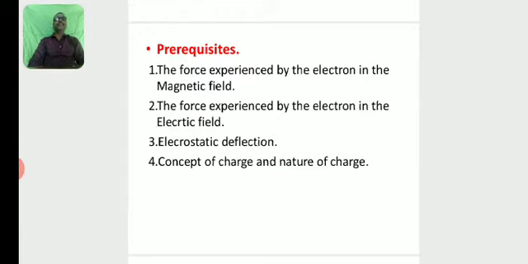Prerequisites: the force experienced by the electron in the magnetic field, the force experienced by the electron in the electric field, electrostatic deflection, concept of charge and nature of charge.